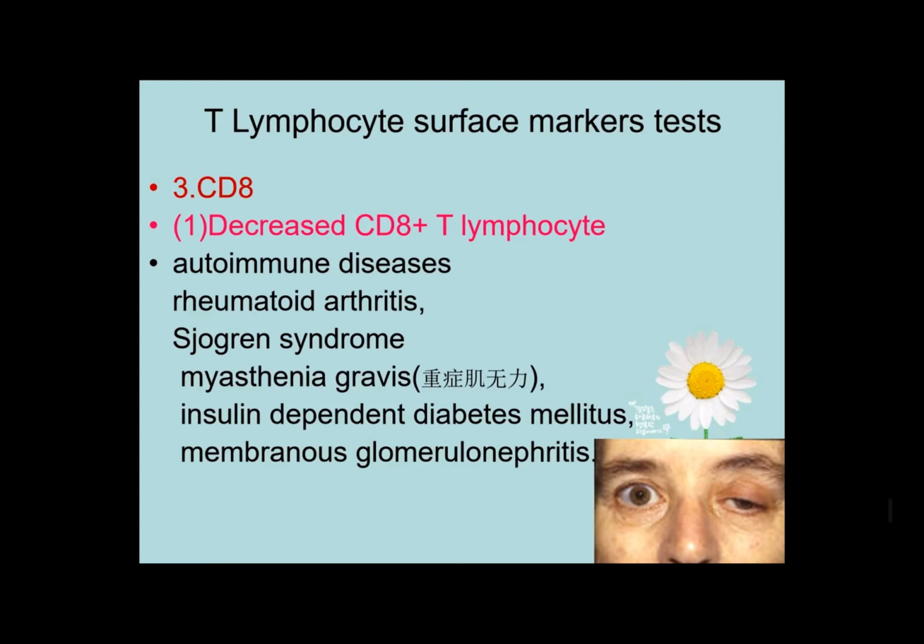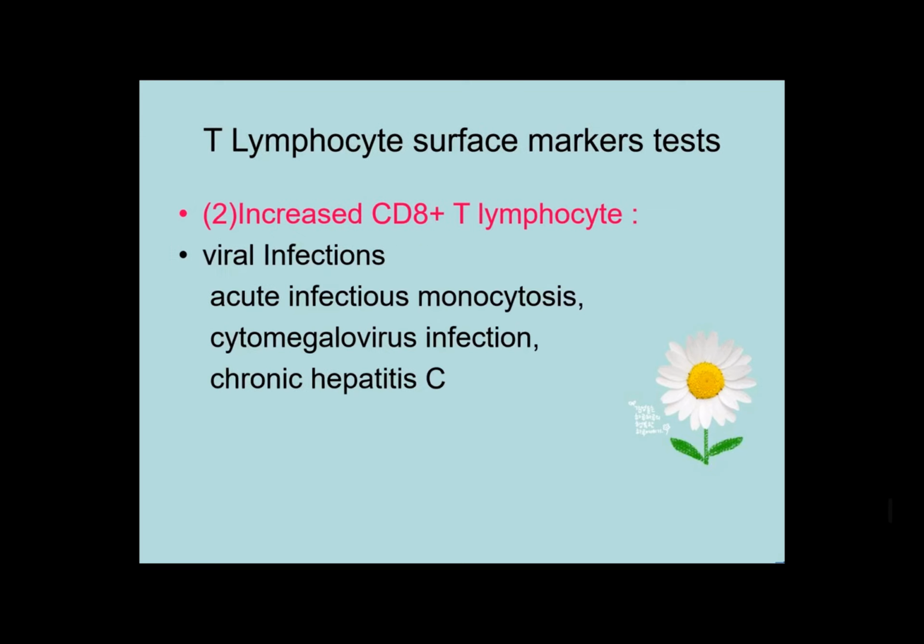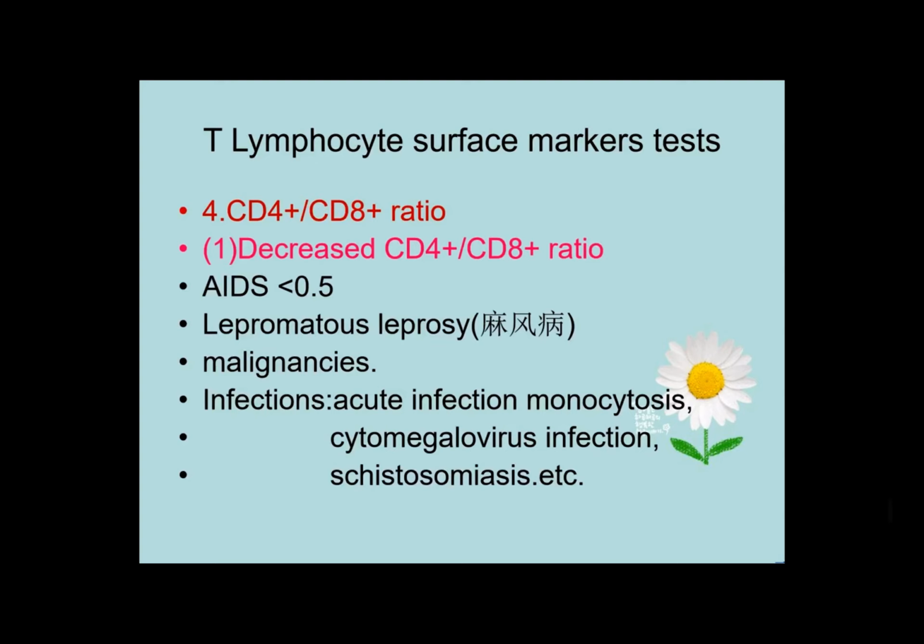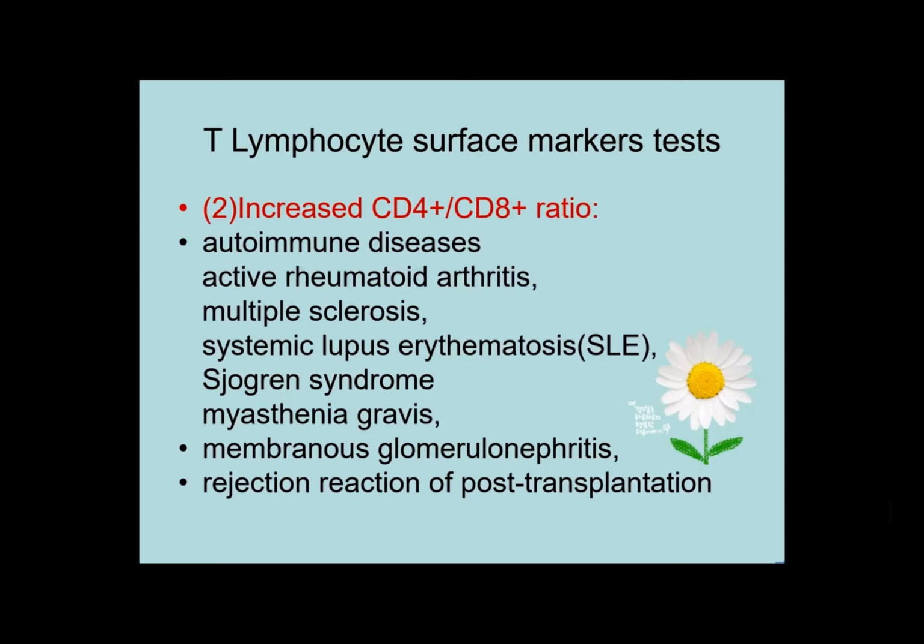CD8 is opposite to CD4. In autoimmune disease, the CD8 T lymphocyte decreases. But in virus infection, the CD8 lymphocyte will increase. So we also need to pay attention to the CD4 and CD8 ratio. Especially in AIDS, the CD4 and CD8 ratio can be seen less than 1.5. The CD4 and CD8 ratio change can also be seen in the autoimmune disease.